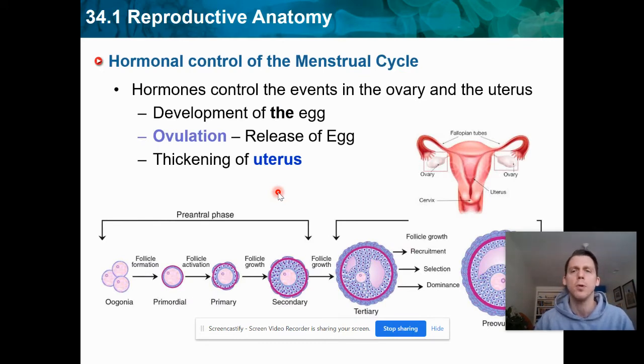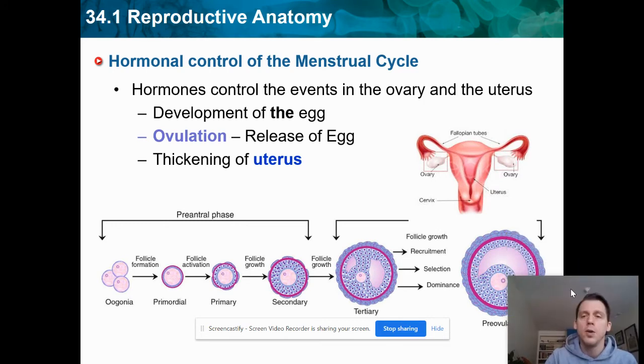So some of the hormones work on the ovaries, right? FSH and LH come from your brain, and they work on the ovaries to develop and release the egg. And then estrogen and progesterone come from the ovaries and work on the uterus to develop it.